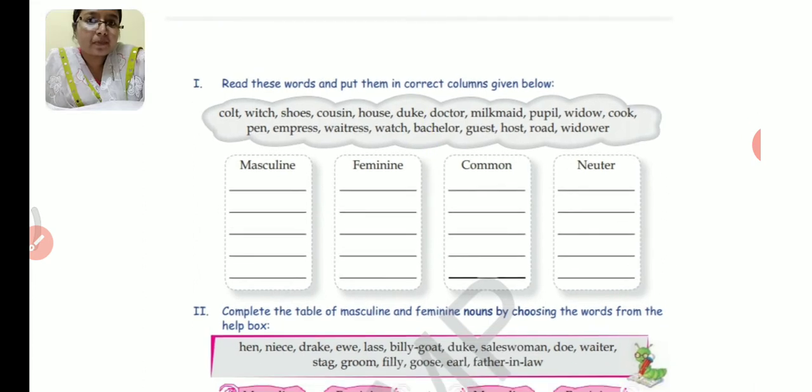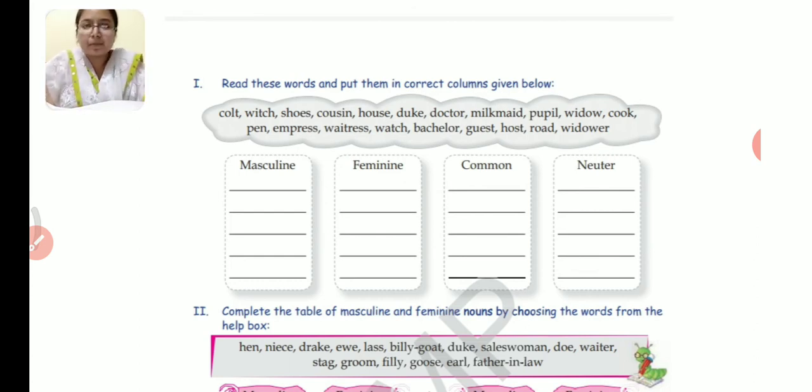The first one. Read these words and put them in the correct columns given below. So there is a cloud, and in this cloud certain words are given, and you have to choose these words and put them in the appropriate column. There are 4 columns: masculine, feminine, common and neuter.